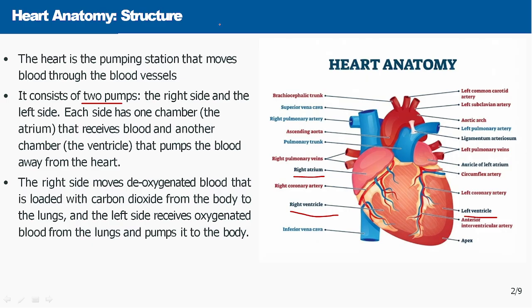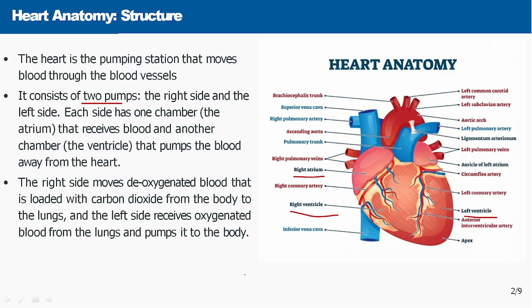So, that means from every cell, all parts of our body, the deoxygenated blood will be collected and poured into the right atrium, and then it will move to the right ventricle. Then the right ventricle will pump that blood to the lungs for purification, or for gas exchange.